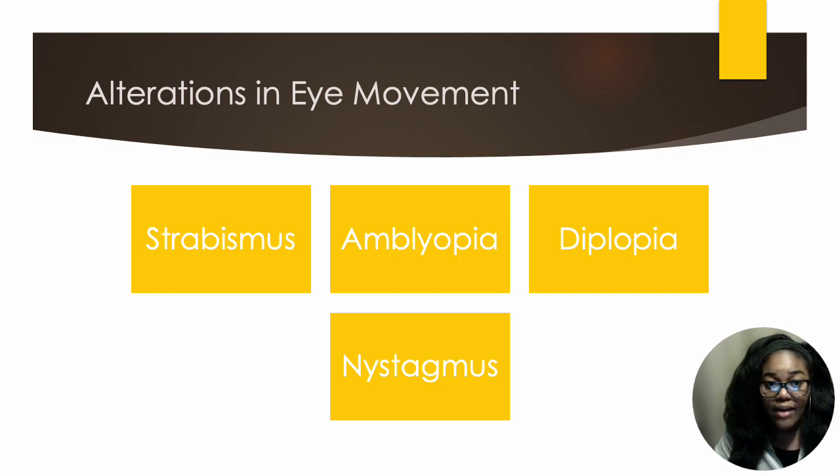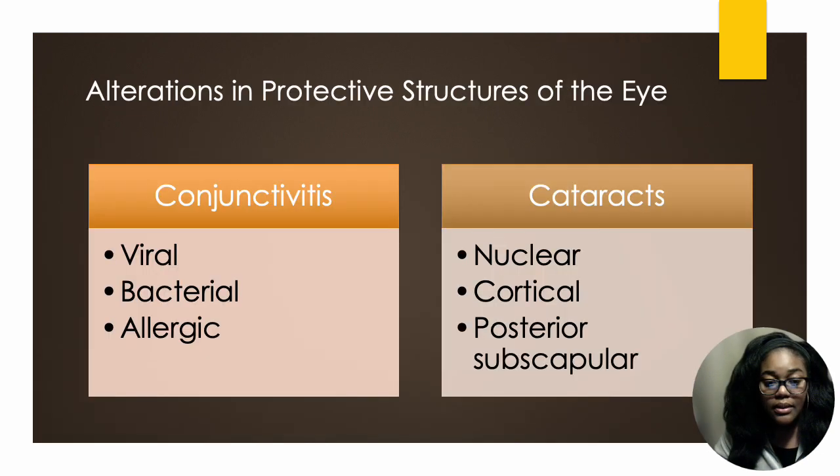So again, you have the differences here: strabismus, amblyopia, and diplopia are more focused on lack of coordination in the movement, but the brain is still working, whereas nystagmus is completely a brain alteration and you are not able to control any of your movements at all.